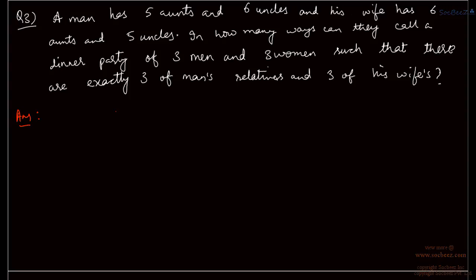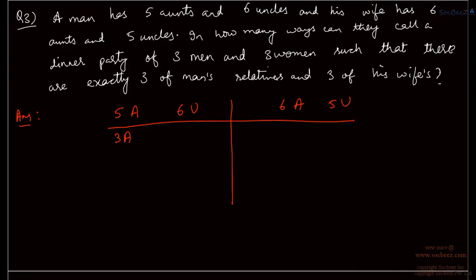So for the man, he has 5 aunts. I'll be writing them with the capital letters A for aunt and U for uncle, and 6 uncles, whereas his wife has 6 aunts and 5 uncles. Now the first case is, let us exhaust all of these possibilities. So first, let's say 3 aunts from the man's side. So there must be 0 from uncles, and here there must be 0 aunts and 3 uncles.